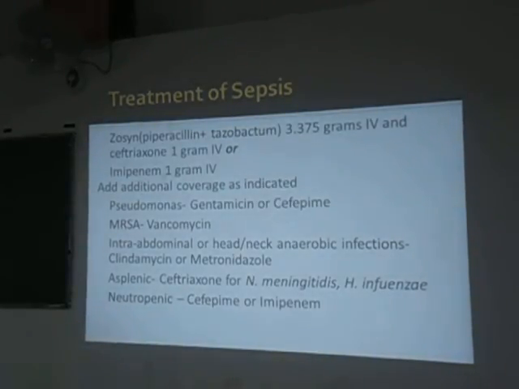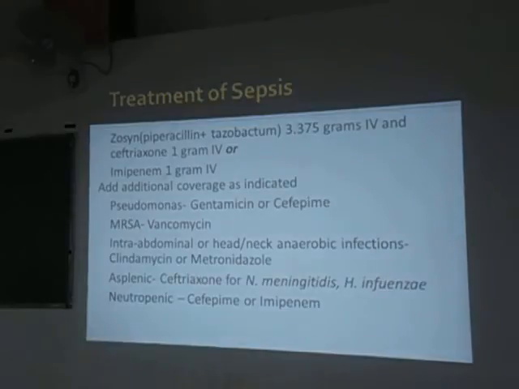Then we have cefepime, a 4th generation cephalosporin. For MRSA, what is MRSA? Staphylococcus, yes, we can go for vancomycin. Now in our college we have the next drug undergoing chamber approval for MRSA. So we are trying it. It is a newer drug for this MRSA. Hopefully we will do that study.